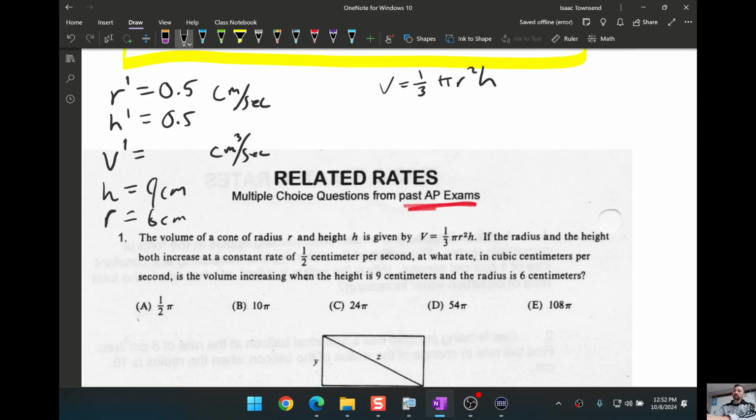Okay, but to take the derivative of this, the derivative of V would be, constant multiple rule. This is just a number, so we can just take that number times this stuff. What rule do we have to use for r squared h? Okay, so take the derivative of r squared times h left alone plus the derivative of h with r squared left alone.